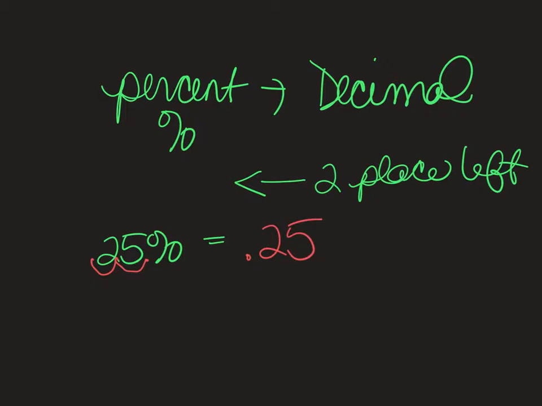If you are given 517% and you're asked to write that as a decimal, you are still only moving your decimal 2 places to the left. Remember, this is your whole number, so it goes 1, 2, which would be 5.17.